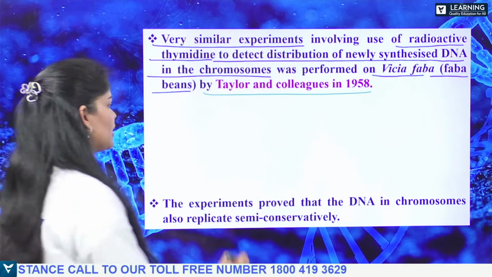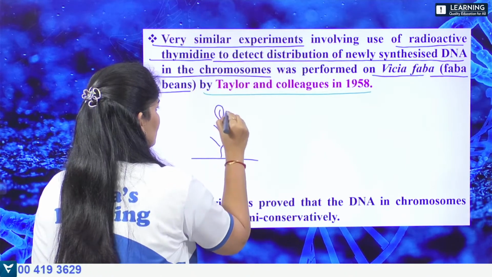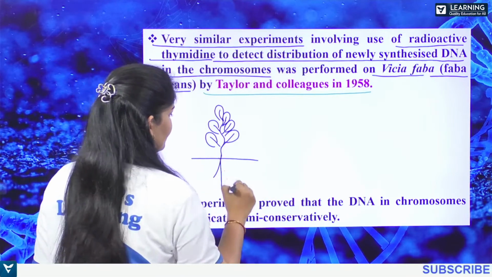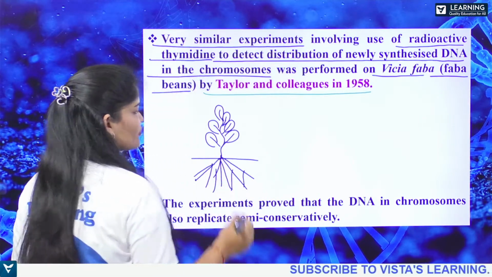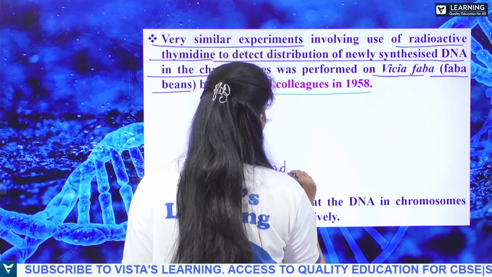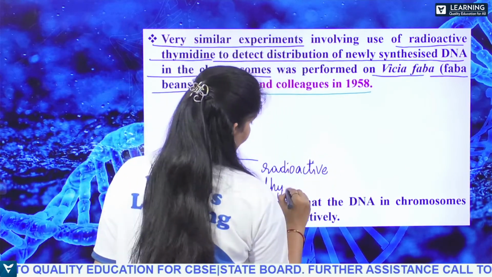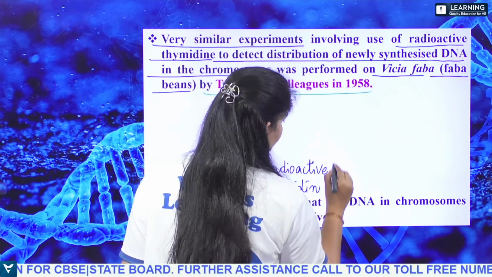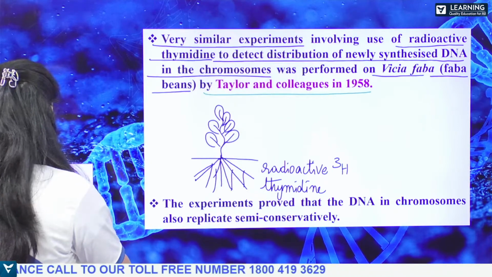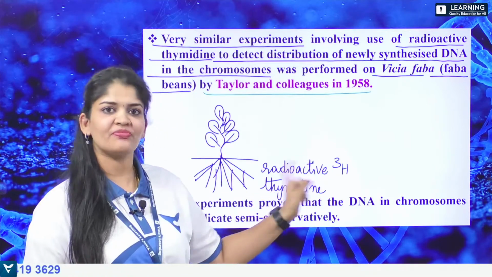Vicia faba. What have they done? They have taken a faba bean plant, and they provided the root system of this faba bean plant with radioactive thymidine. So here, after some time, they have withdrawn this radioactive thymidine.